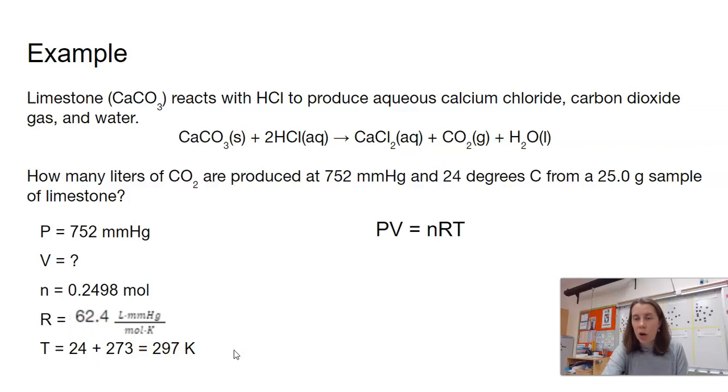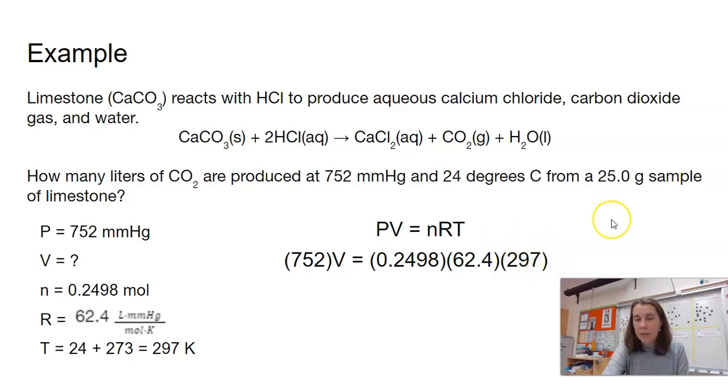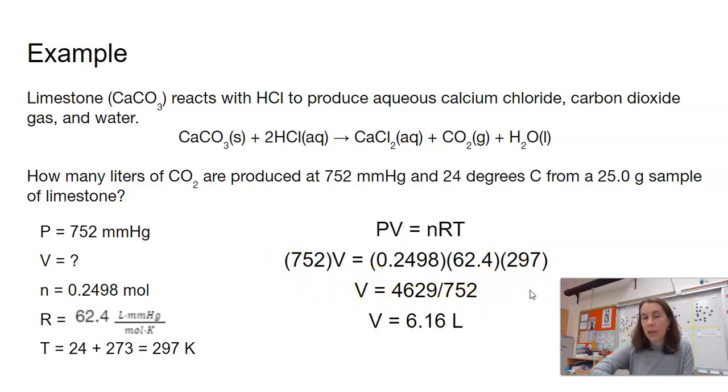Okay, so now we take our ideal gas law equation. Okay, if we have 752 as our pressure, volume is what we're looking for. 0.2498 is our number of moles, 62.4 is R, our constant, and then 297 is our temperature. All right, so we multiply everything on this side, then divide by the 752 to get V alone, and we'll calculate the volume of CO2 that's produced to be 6.16 liters.